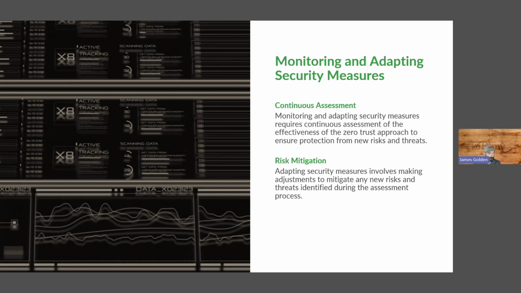Adaptive security measures involve making adjustments to mitigate new risks and threats identified during the assessment process. A good example of that is, if you're watching the news, the war is looking more and more likely, and state actors are becoming more and more targeted towards American companies. You might have even seen that North Korea is actually smuggling in people to get jobs now. So that's fun.